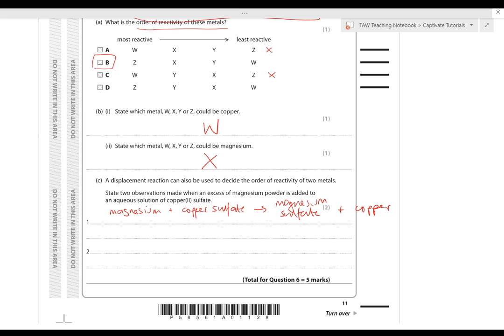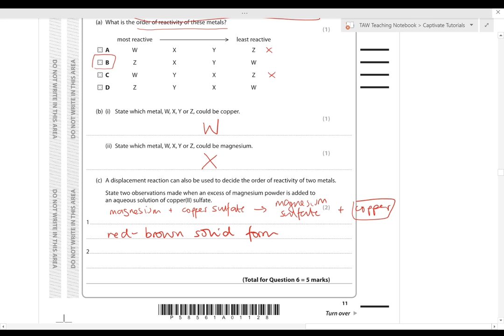So first thing, copper. So copper's insoluble in water and has a kind of reddy color. So what we'll see is a red brown solid form, and that'll be our copper.